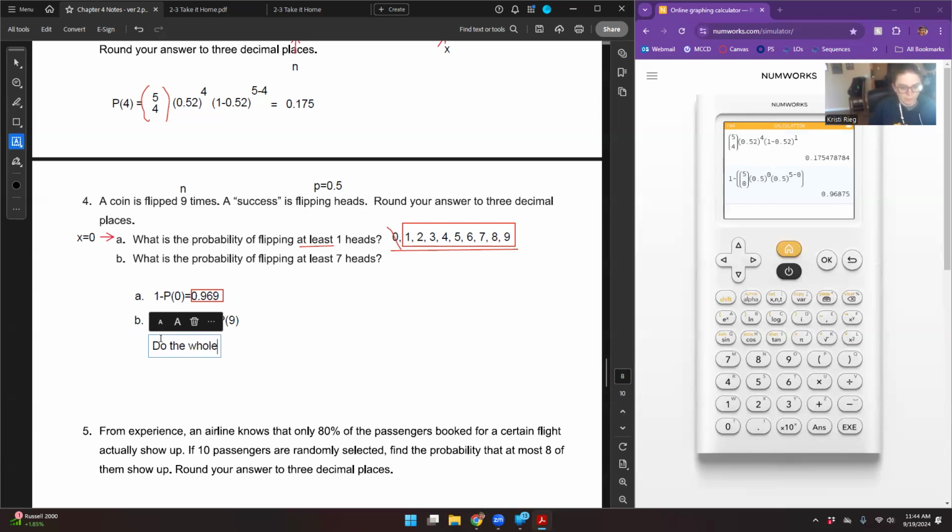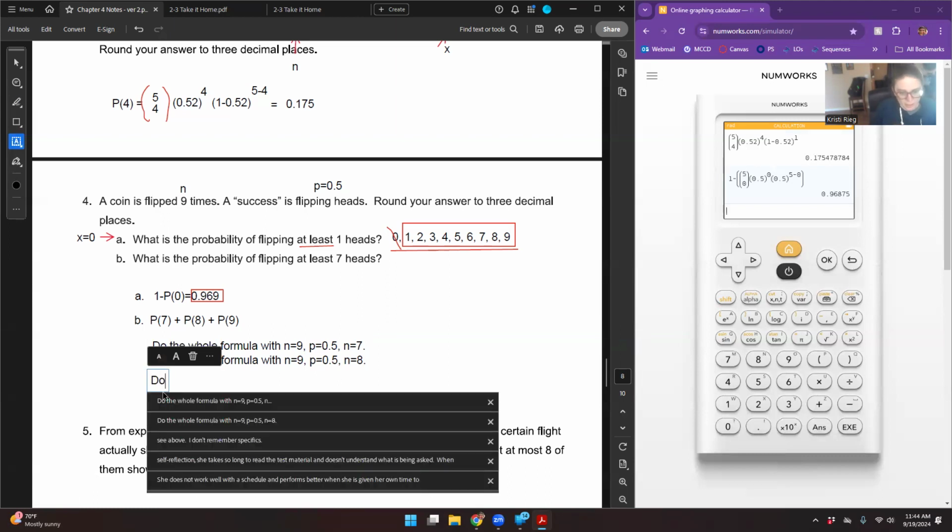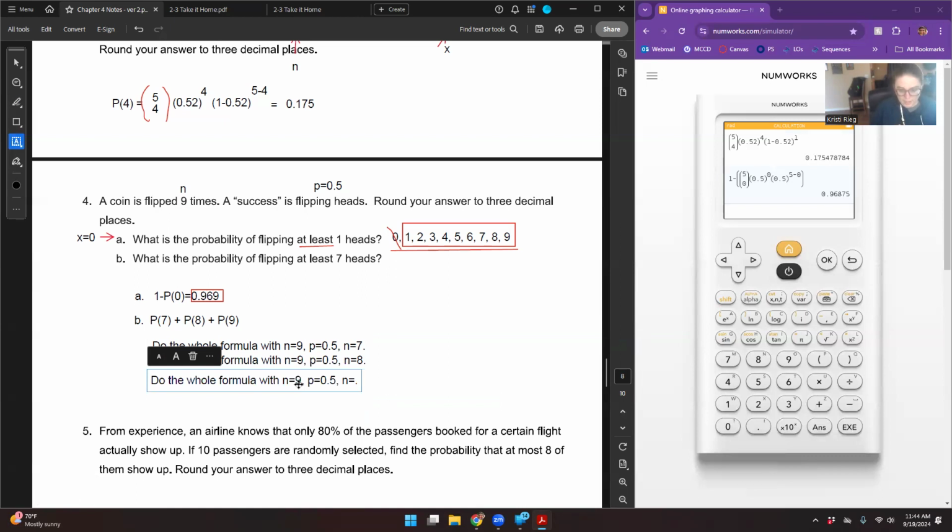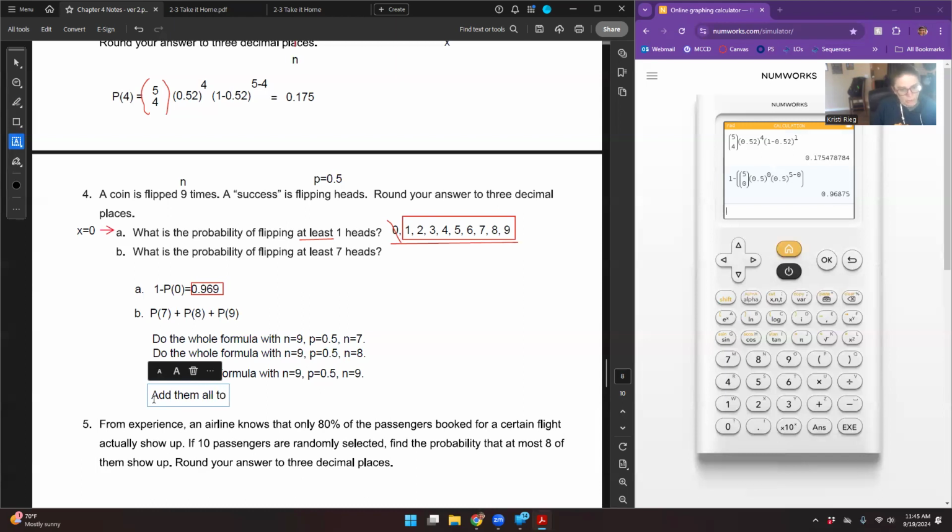Do the whole formula with n equals 9, p equals 0.5, just like before, and n equals 7. Then step 2, do the whole formula, but this time we're going to do it with n equals 8. Step 3, this is going to go pretty fast on the calculator. We're going to do the whole formula, but this time with n equals 9, and then finally add them all together. That's what we're doing in Word.